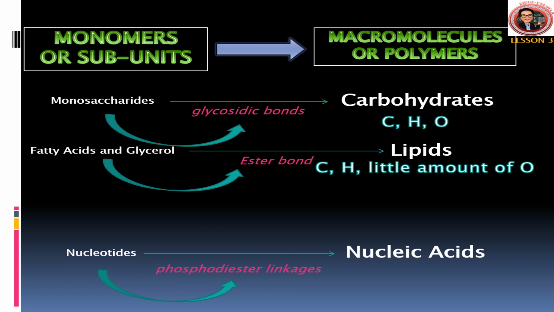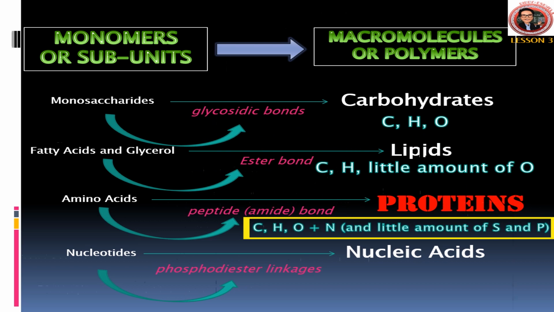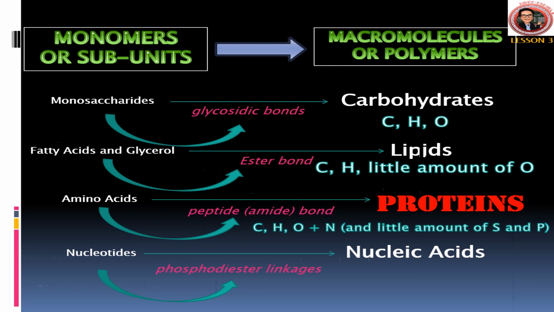Proteins are made up of hundreds or thousands of smaller units called amino acids, which are attached to one another in long chains through an amide or peptide bond. Proteins are organic compounds proportionally made of carbon, hydrogen, oxygen, nitrogen, and small amount of sulfur and phosphorus. Just to add, it is the only biomolecule or macromolecule that contains nitrogen.